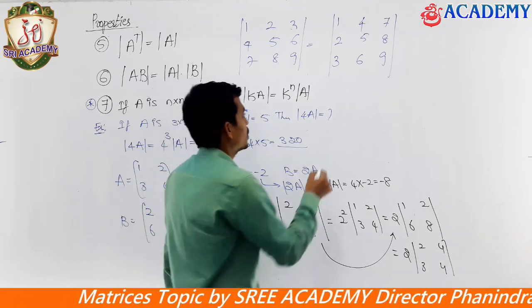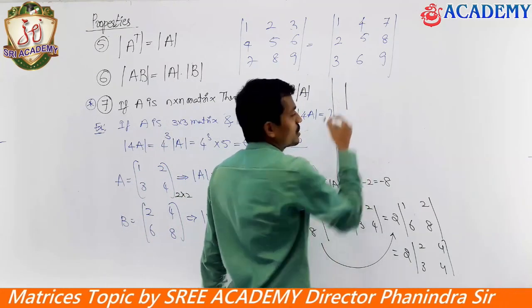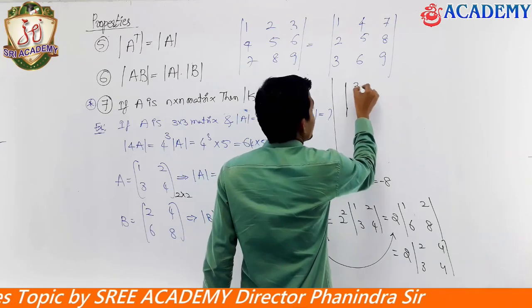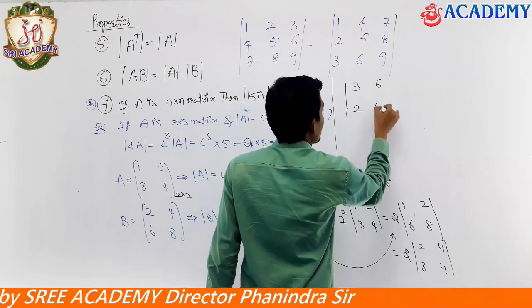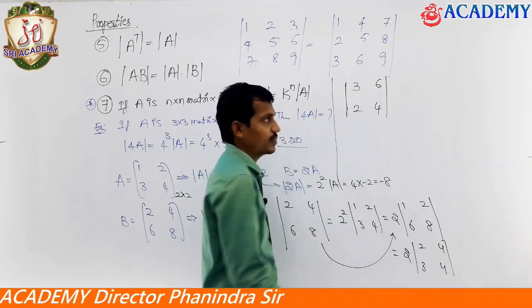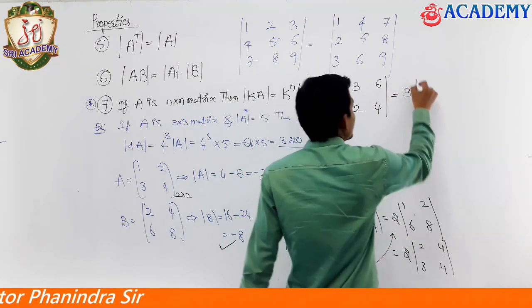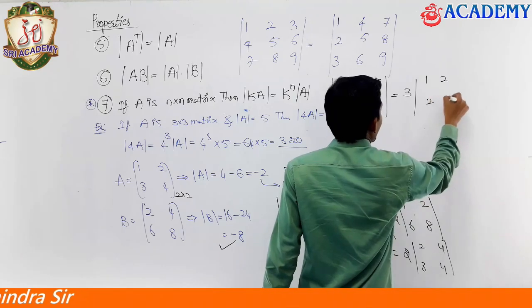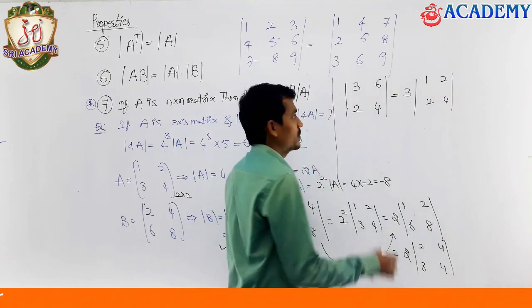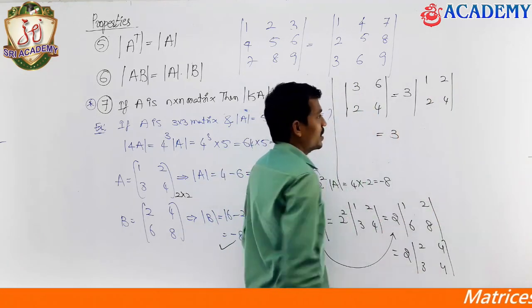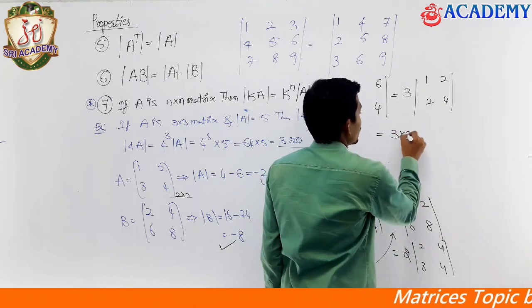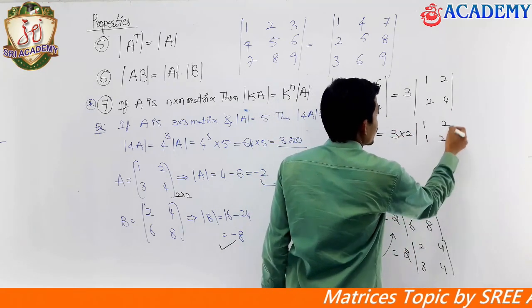For suppose, if I have a matrix like this, determinant of 3, 6, 2, 4. From here you can take 3 common. That is going to be 1, 2, 2, 4. Here we already took 3. From this also we can take 2 common. That is 1, 2, 1, 2.